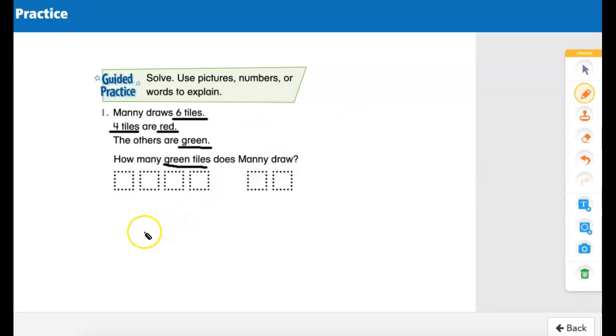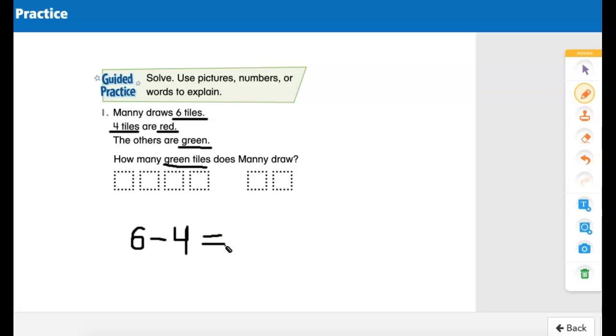Well, let's think. If I have 6 tiles total, I am trying to find out how many of them are green. So how many of the 6 tiles are green? If it tells me that 4 of these tiles are red, then I know I have to take away and subtract the number 4 because these 4 tiles are red, so they cannot be a part of this total 6. So 6 minus 4.